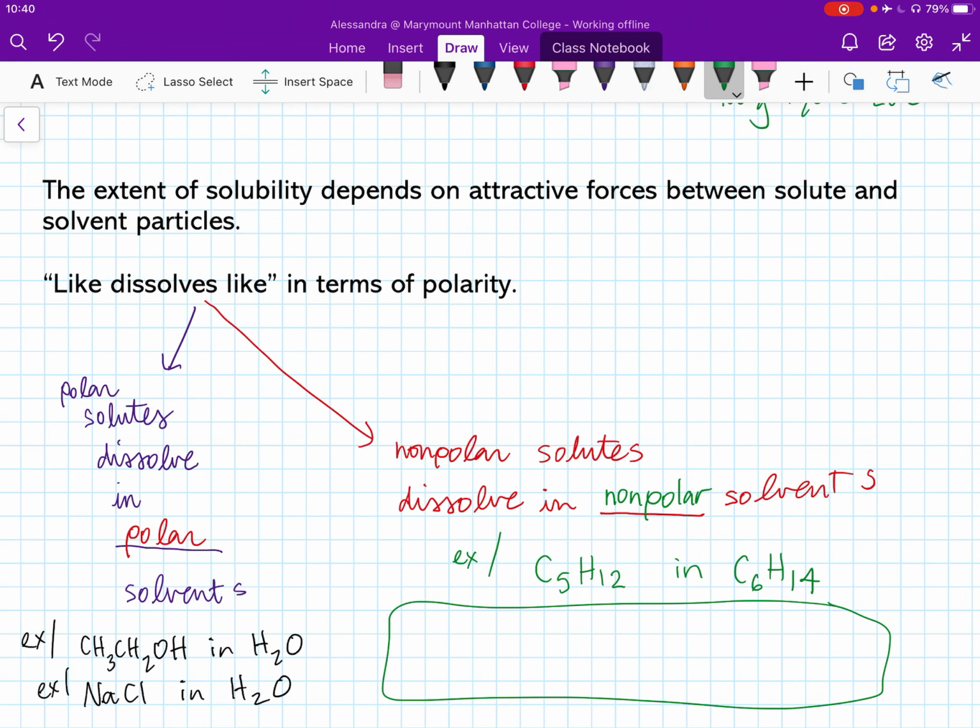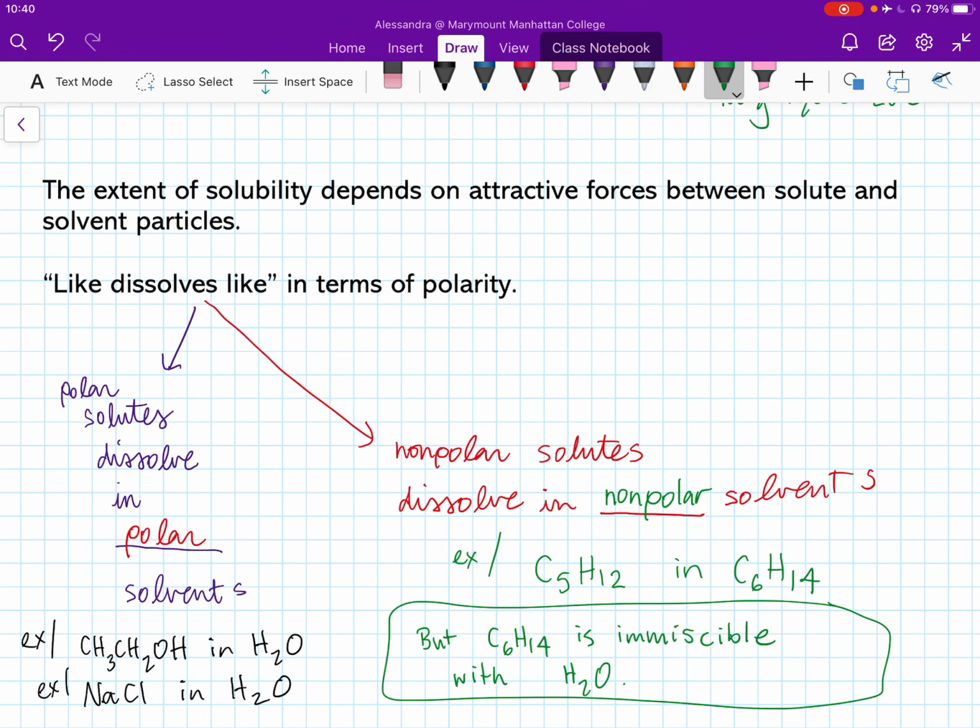So let's say hexane, for example, C6H14, is immiscible. Immiscible is an adjective that means you can't mix it. Immiscible with water. Because you have a nonpolar compound, hexane, and a very polar liquid, water, you can't mix those two. When you try to mix them, they'll form a bilayer because they are not interested in each other at all.